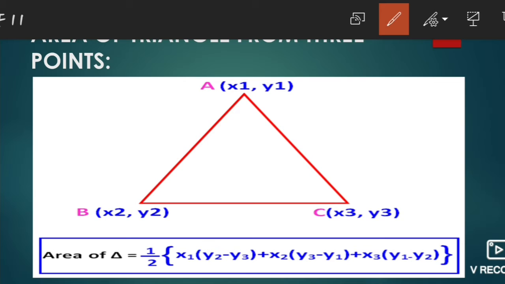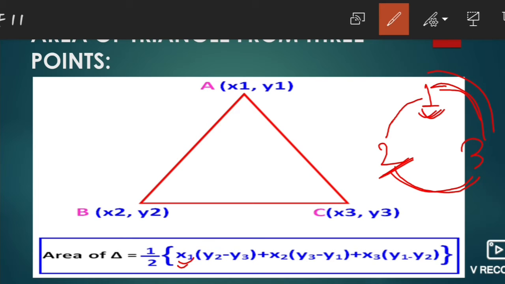So you can write in this way. Suppose here is 1, 2 and 3. Now we have to move circularly. When you are writing x suffix 1, then in the bracket it will be y2 minus y3. When you are writing x suffix 2, it will be y3 minus y1, not y1 minus y3. When you are writing x3, it will be y1 minus y2.